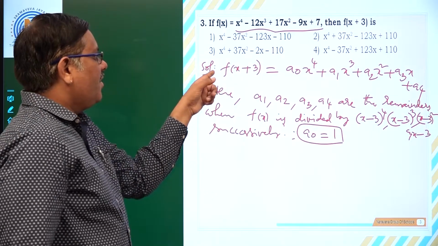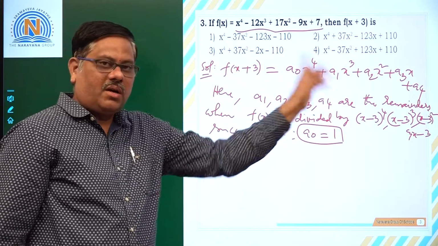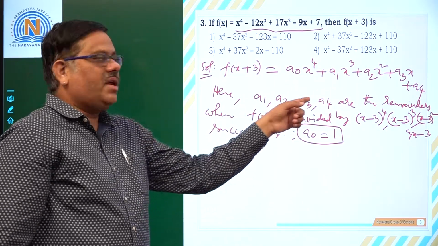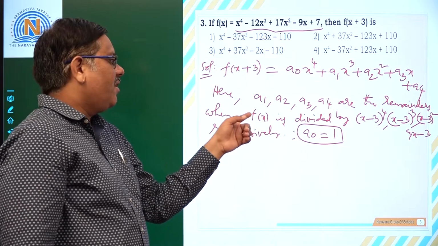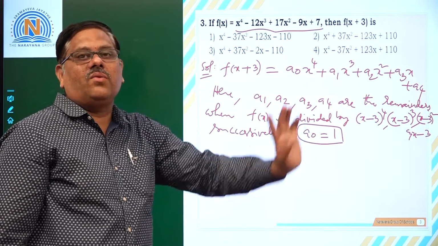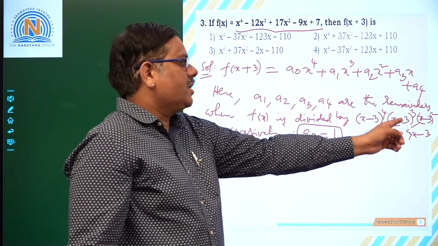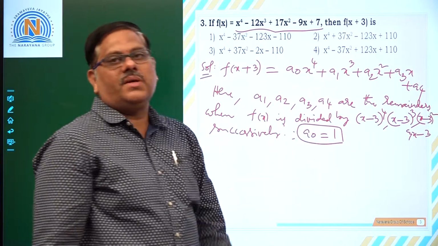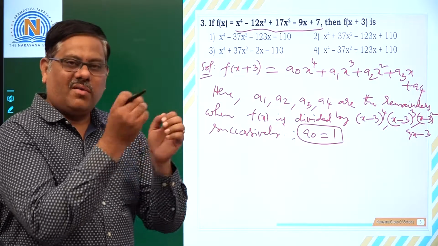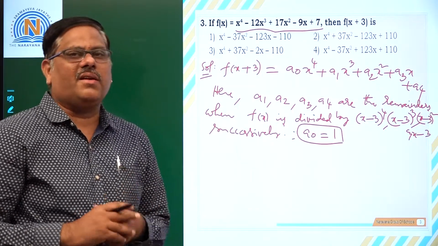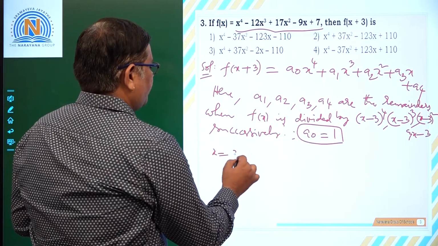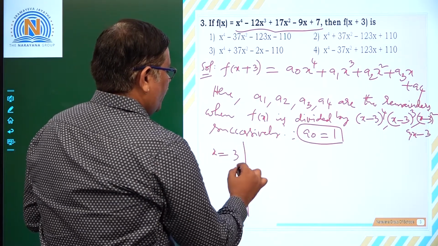Okay, f of x plus 3 we will get as a biquadratic polynomial with coefficients a0, a1, a2, a3, a4, where a1, a2, a3, a4 are the remainders when f of x is divided by x minus 3 whole power 4, x minus 3 whole cube, x minus 3 whole square, and x minus 3. Remember, although it is x plus 3 here, we have to take x minus 3. And a0 is 1. It looks a little difficult, but while you are solving it, it will be very interesting and easy. How to solve it? Only the thing is, first you take x equal to 3. Then you take the coefficients.